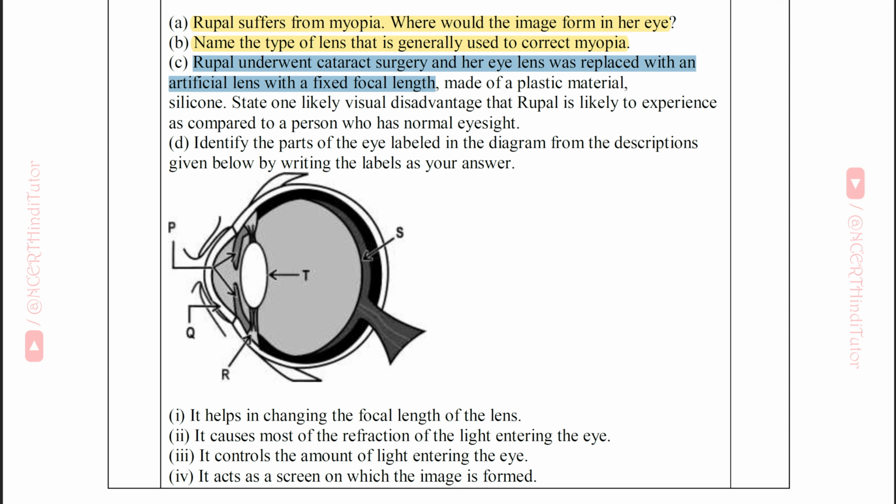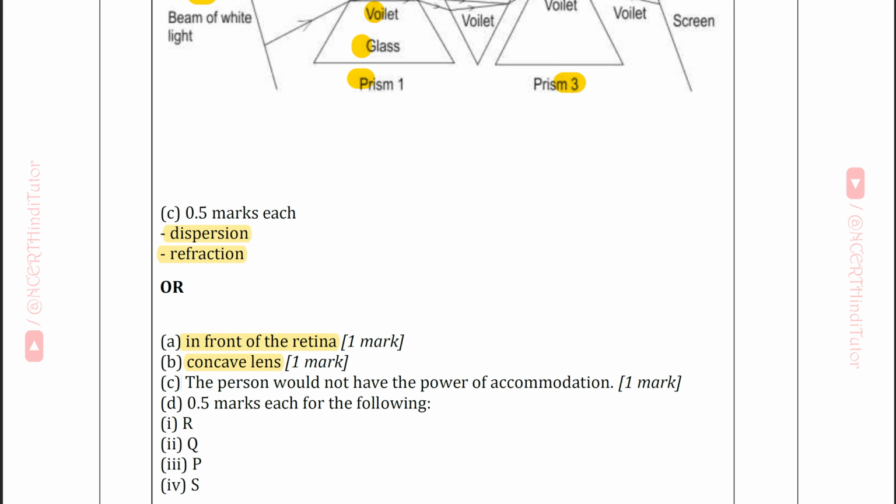C. Drupal underwent cataract surgery and her eye lens was replaced with an artificial lens with a fixed focal length, made of a plastic material, silicone. State one likely visual disadvantage that Drupal is likely to experience as compared to a person who has normal eyesight. Answer: The person would not have the power of accommodation.